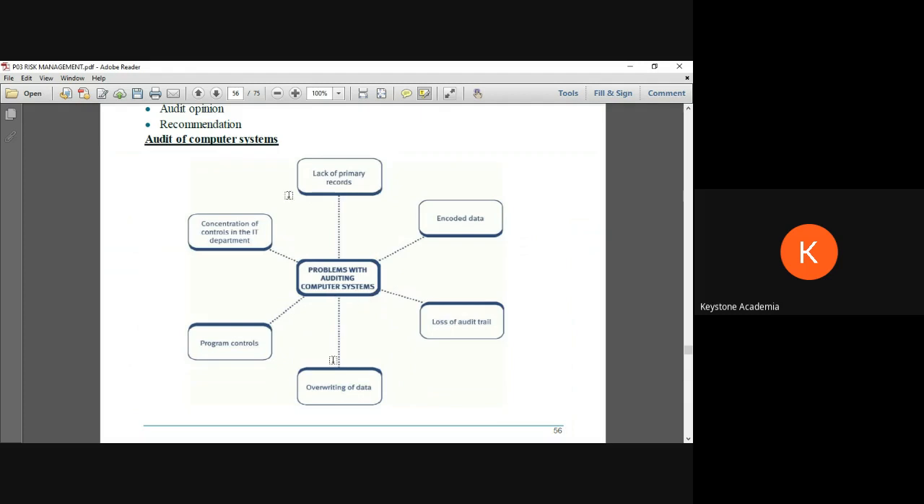Overwriting of data management can do just to hide things. When it's actual, it's a different number. Just before the audit, they have changed the number. Program controls, they have to understand. Concentration of controls in the IT department. If the IT department is involved, they can hide the file, then redo it. A lot of things can be done.